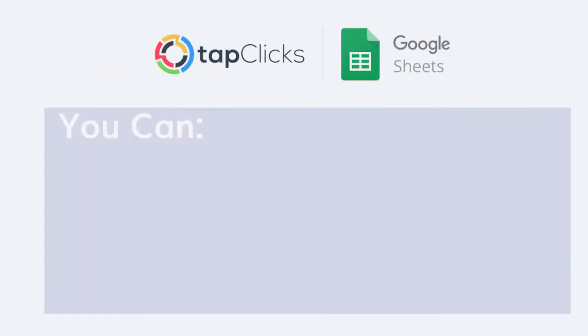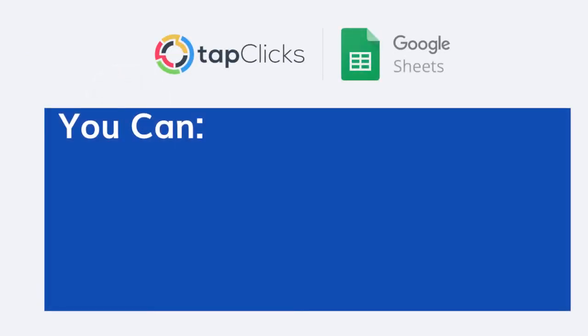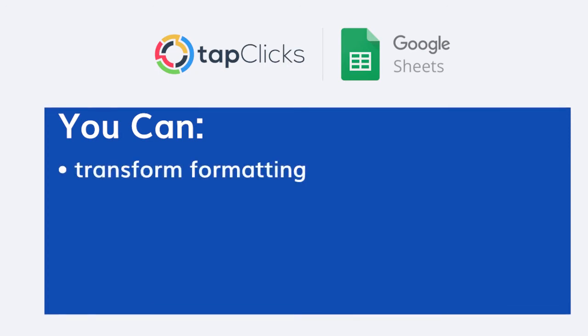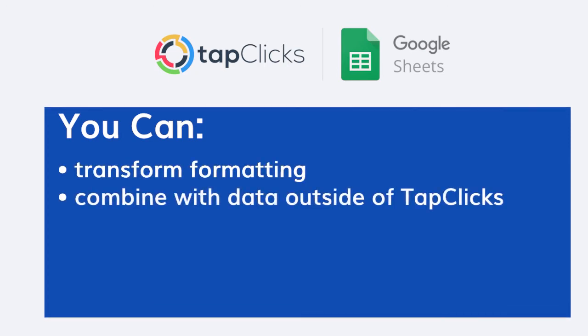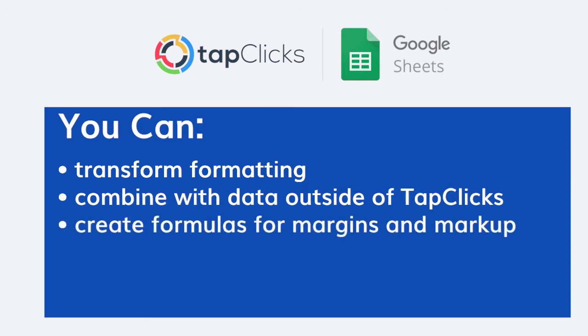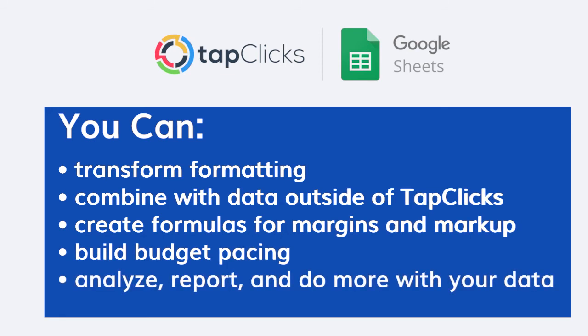By pulling your TapClicks data into Google Sheets, you can transform the formatting and combine with other data that perhaps isn't stored in TapClicks. You can create formulas to calculate your agency and profit margins. You can also build out budget pacing in Google Sheets to help you stay on target with your campaigns. And of course, you can conduct additional analysis and reporting in Google Sheets by leveraging this connection with TapClicks.